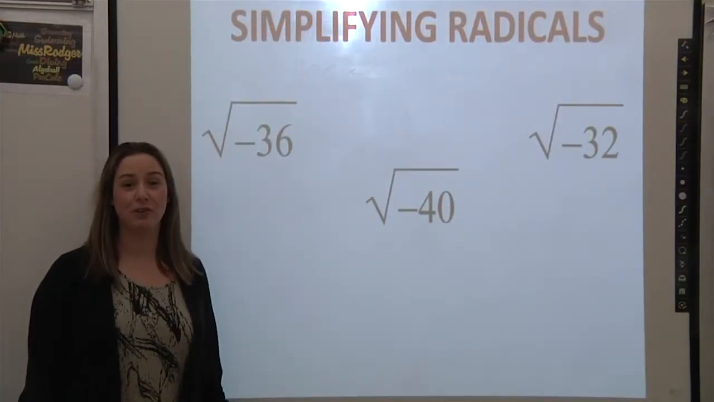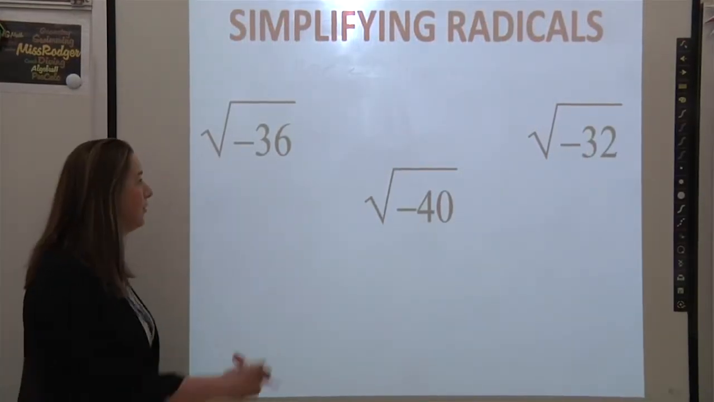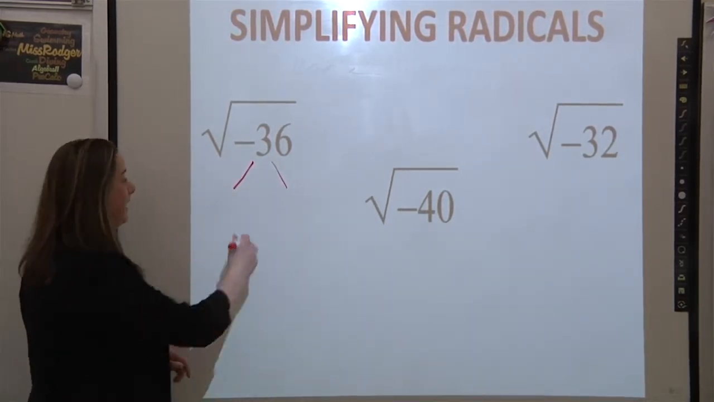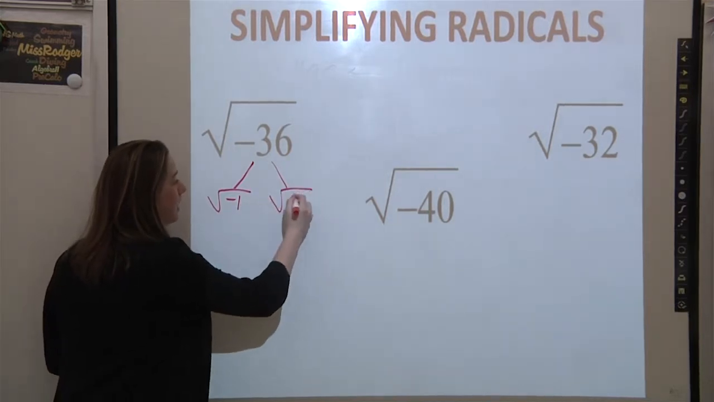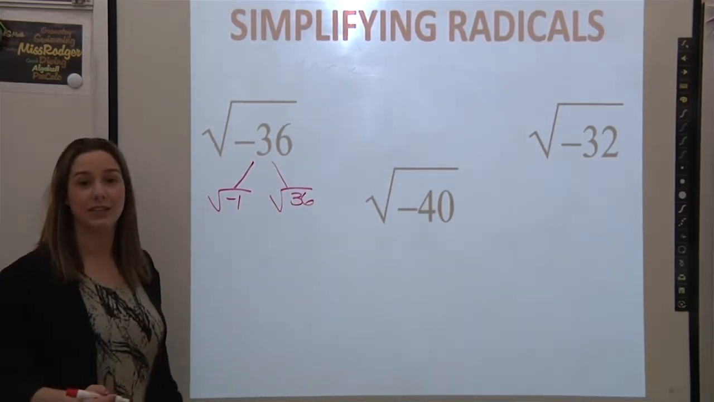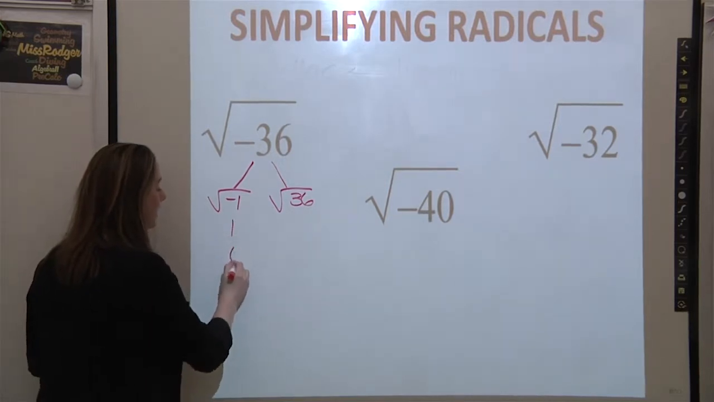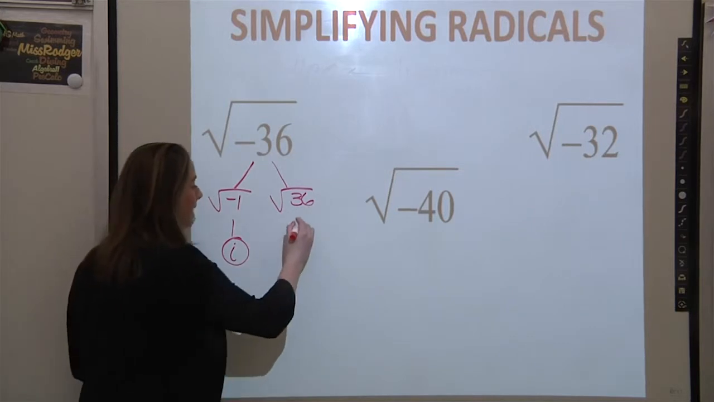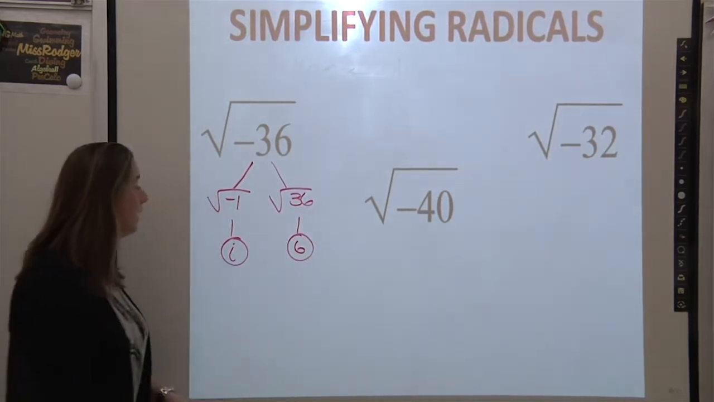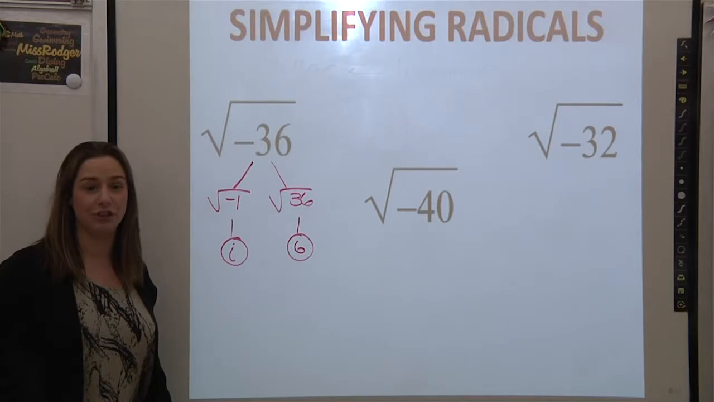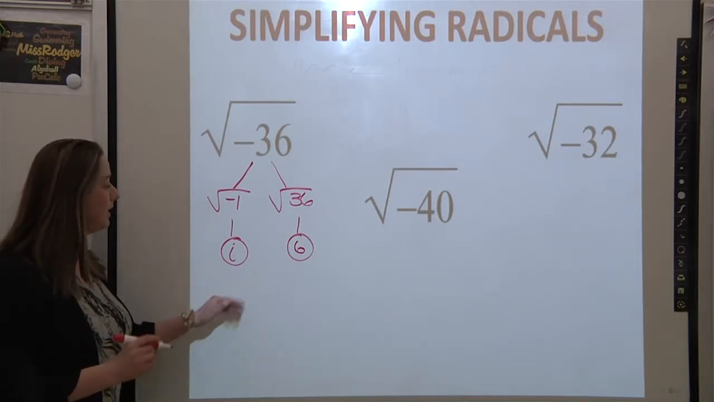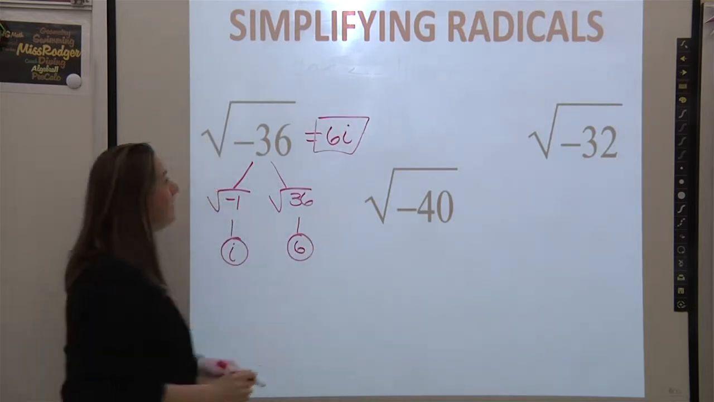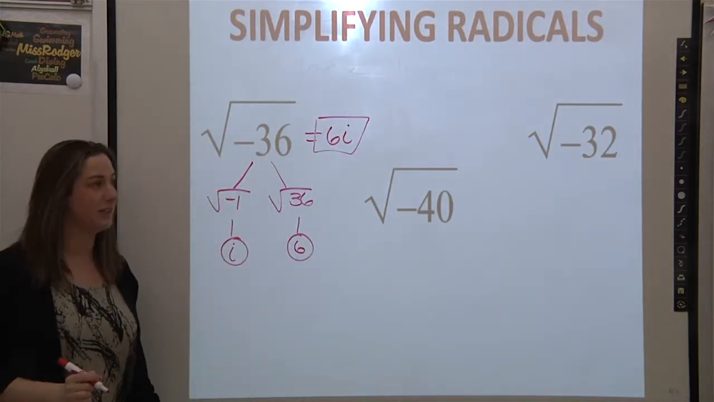Let's take a look at simplifying radicals with negative numbers under the square root. So I want to think about radical -36 as radical -1 times radical 36. Radical -1 is i, which is our imaginary number, and radical 36 is 6 times 6. It's a perfect square, so it just drops down to 6. So when I multiply these two values together, I get 6i. This is simplified for radical -36.